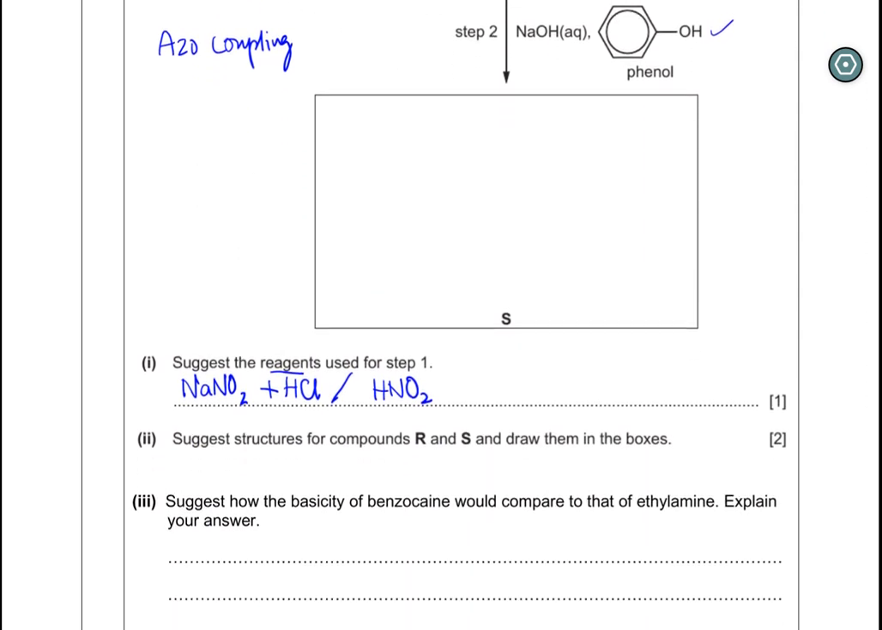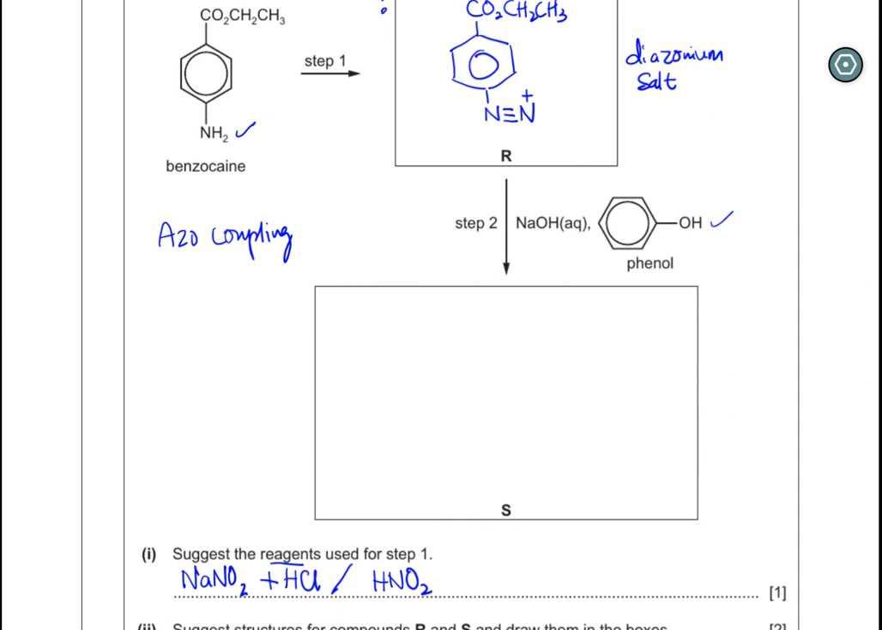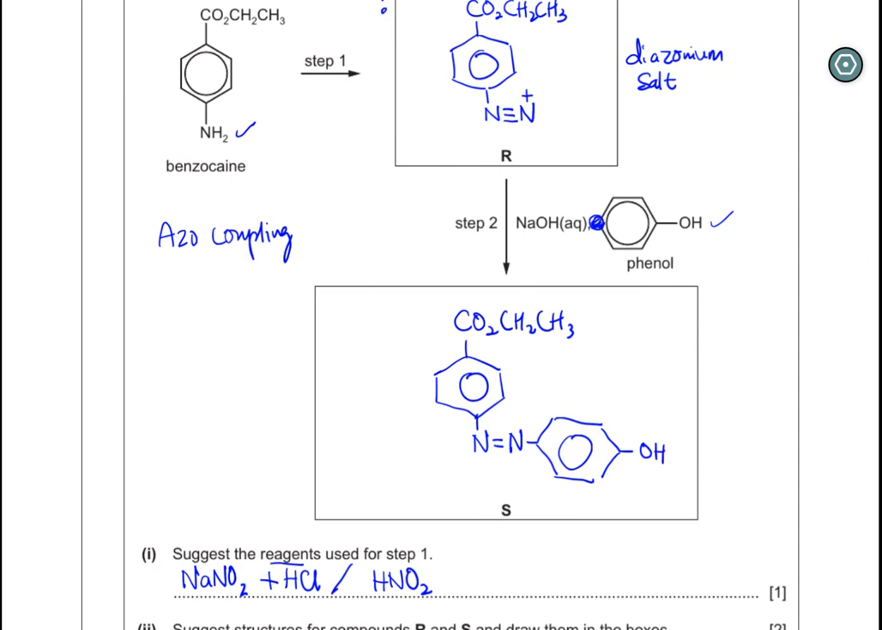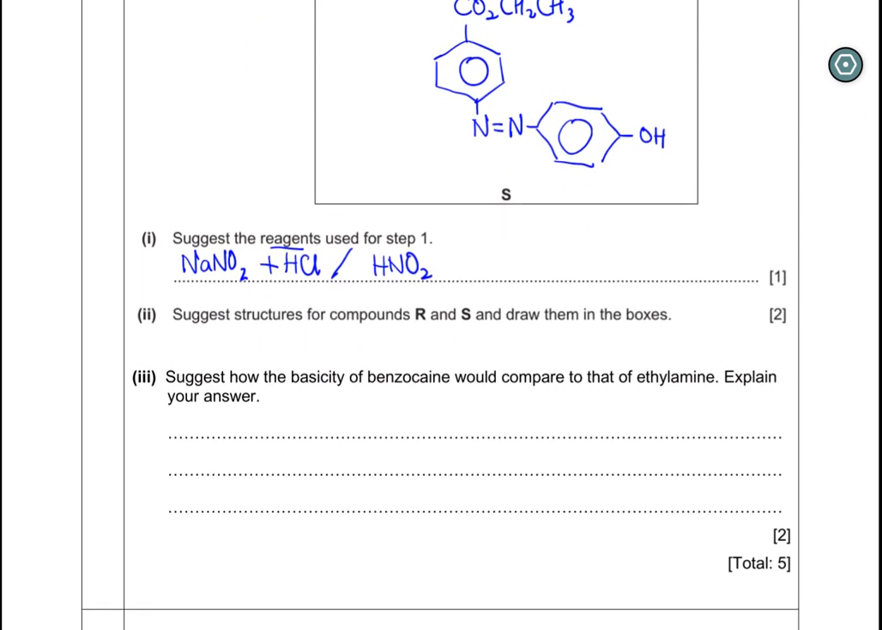Now continue with the structure of S. Diazo coupling will bring you to substituting into the carbon in position number 4 of the phenol. So you have the N triple bond. This N will form a double bond because it has to make another bond. You have to form the new bond with the 4th position of the phenol. It will be like this. All right, so 1 mark.